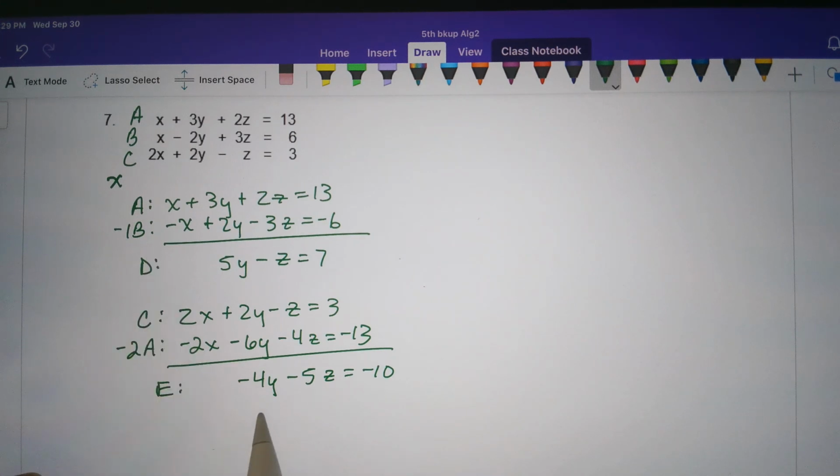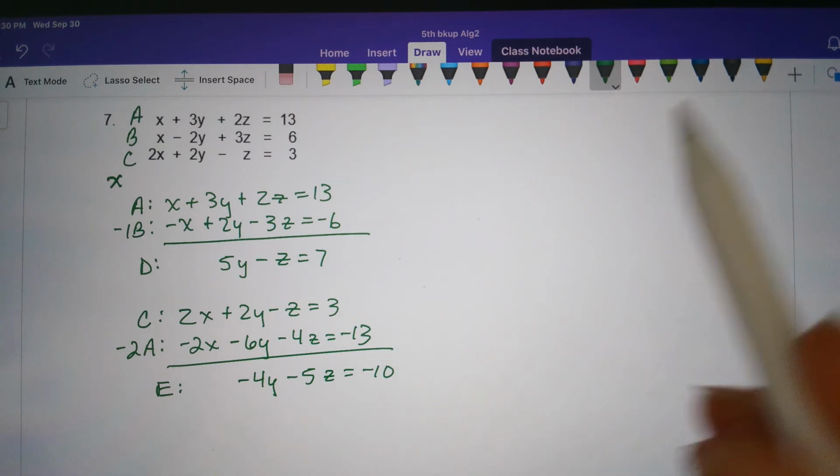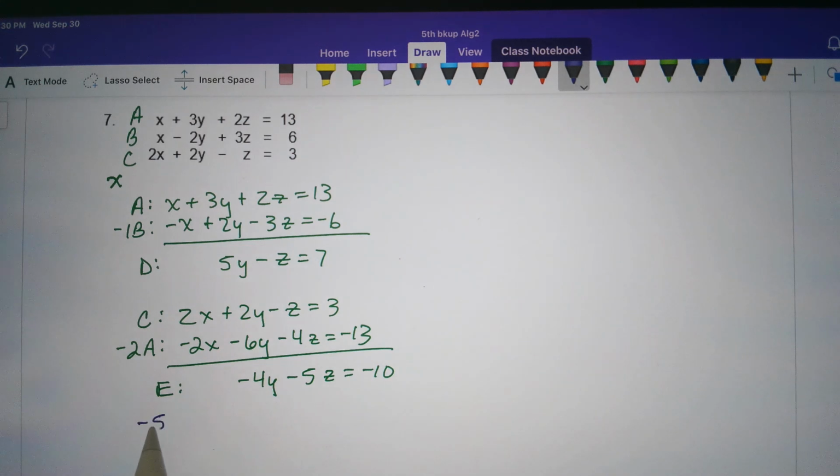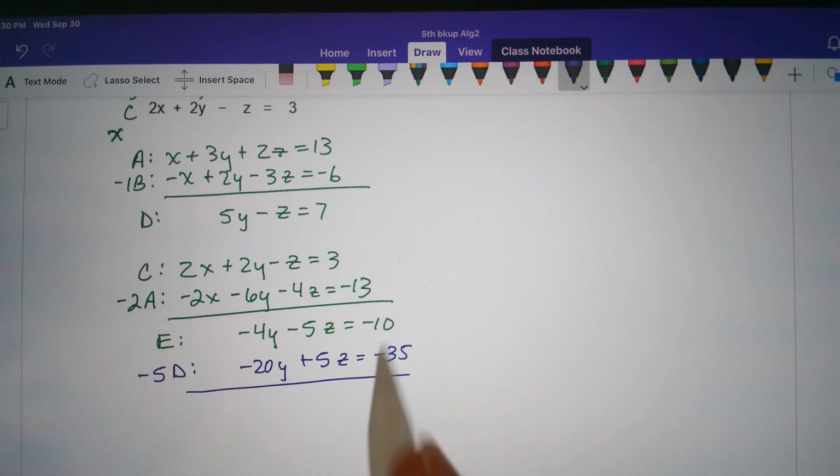So here we have D and E. We need to eliminate one of these variables, y or z. I'm going with z. I'm going to take D and multiply it by -5. So actually I'll leave E right here and take -5D, which gives me -20y plus 5z equals -35. And adding E and -5D, -24y is equal to -45. Something's not right here. You can tell it doesn't divide in evenly. So I have to stop and see if I can find my mistake.